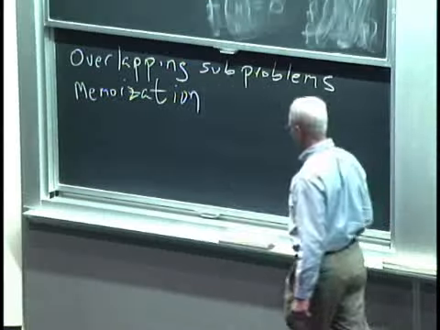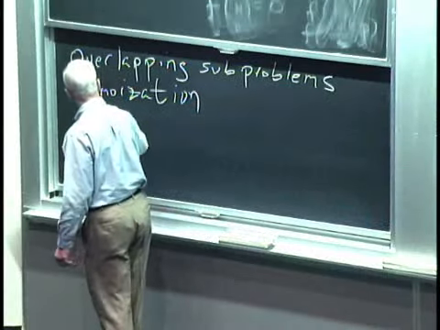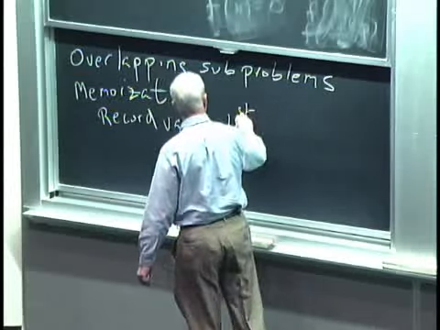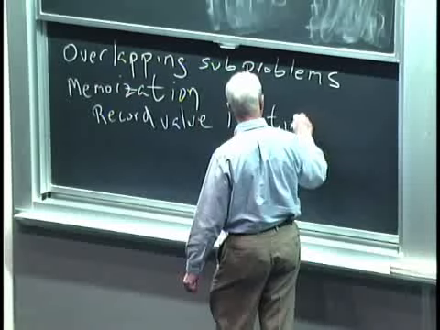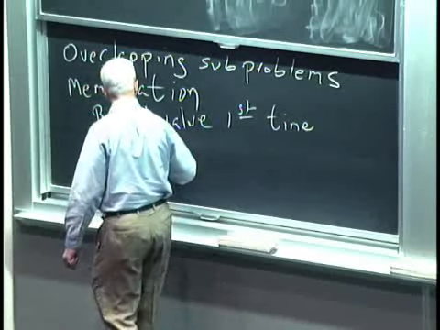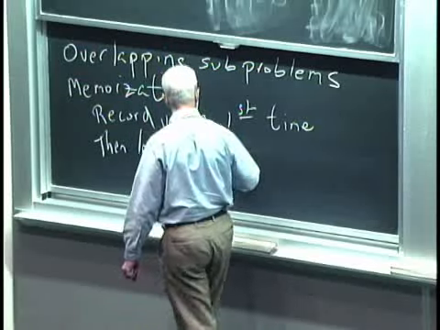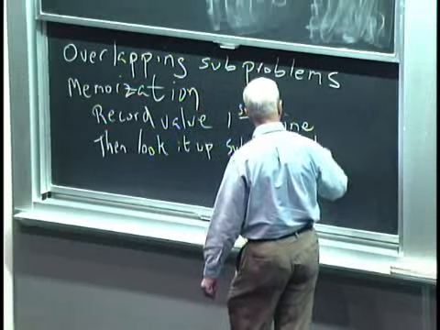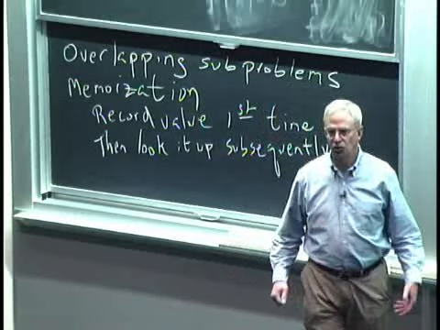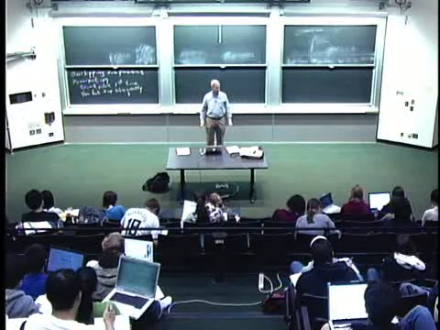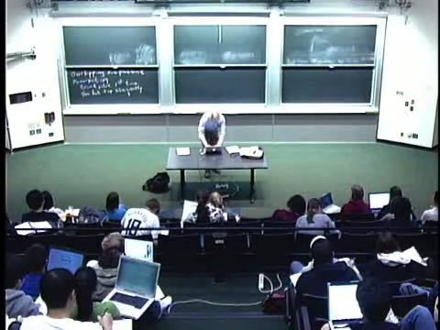Effectively, what that says is we record a value the first time it's computed, then look it up the subsequent times we need it. So it makes sense. If I know I'm going to need something over and over again, I squirrel it away somewhere and then get it back when I need it. So let's look at an example of that.